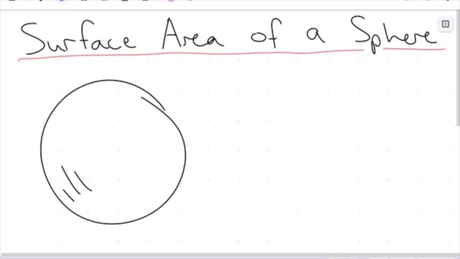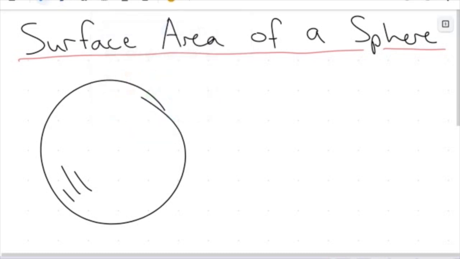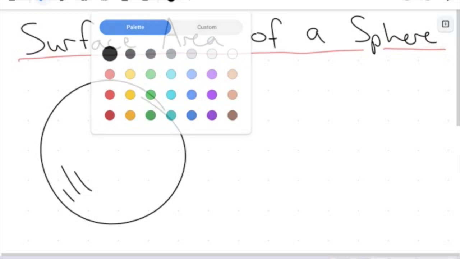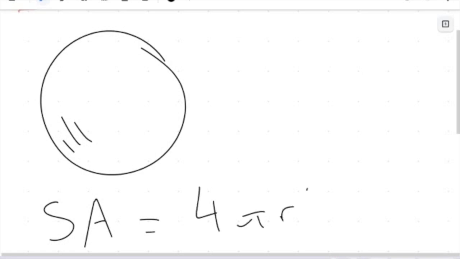Now, let's go into thinking about this a little bit. When I was at uni a couple of years ago, one of my lecturers gave me a really good strategy for discovering for yourself why the surface area of a sphere is what it is. I'm just going to give you the formula right off the bat, down the bottom here. So the surface area of a sphere is going to be 4 pi r squared.